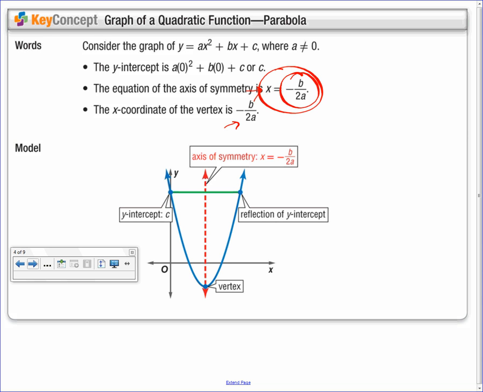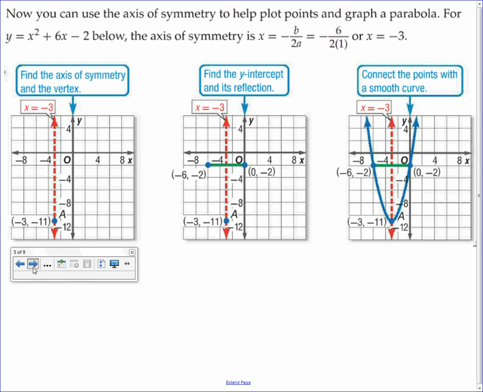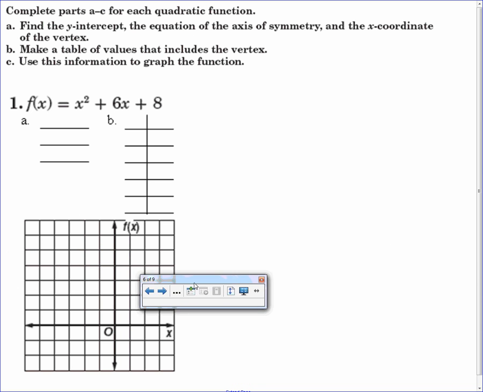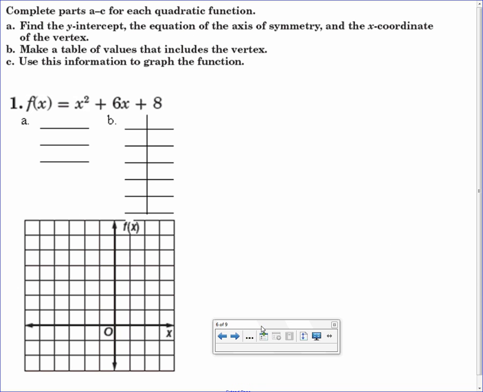I think the best way to do this is just to go through and do problem number 1 for you, okay? Here's some step-by-step directions on how to do it. You can pause the video and take a look at those. I'm going to lead you through exercise number 1. Okay, the first thing we need to do is find the y-intercept. Very simple. Our y-intercept is this last number. Okay, that's going to cross the y-axis at 8.